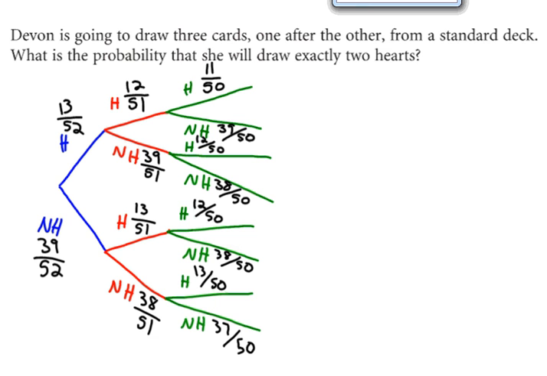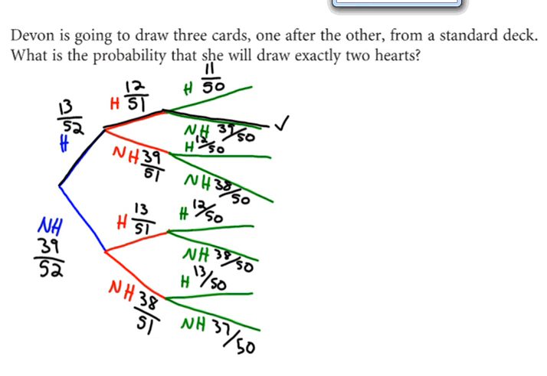So we are finally ready to actually answer the question after all that work. What is the probability that she will draw exactly 2 hearts? Well, we first need to identify how many paths result in her drawing exactly 2 hearts. So let's do that. We have a heart on the first card, a heart on the second card, not a heart on the third card. That would result in exactly 2 hearts.